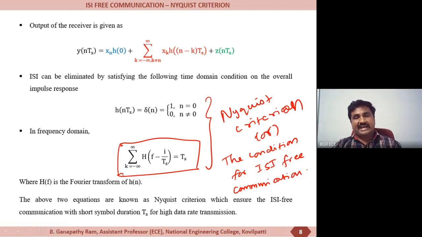This holds even if we are going for a shorter symbol duration for high data rate transmission. In the next session, we shall discuss how this Nyquist criterion or ISI-free communication is achieved, ideally as well as practically.